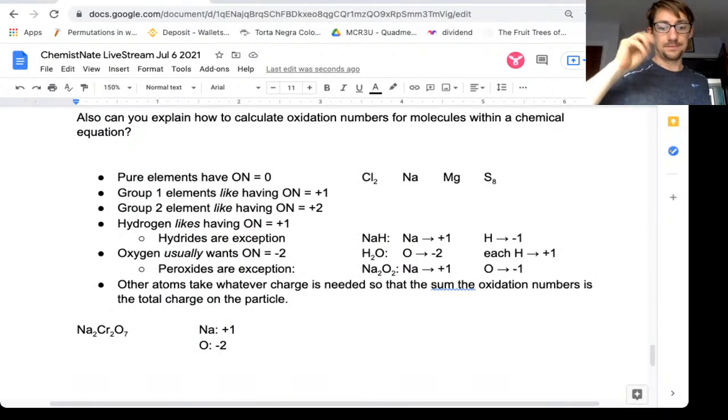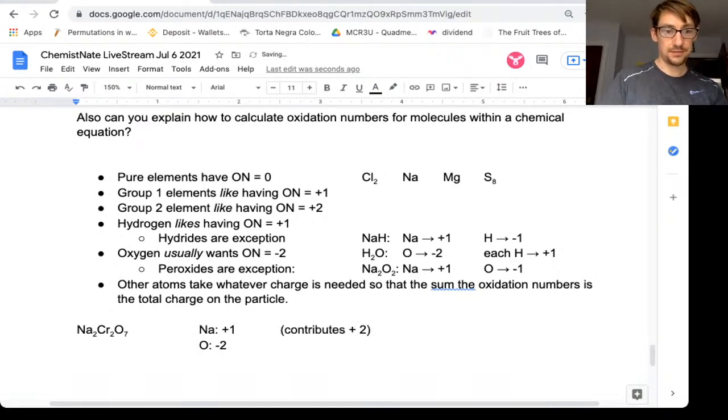Sodium is +1. Oxygen is -2. Now there are 2 sodiums here, so that contributes +2 total, that is +1 for each of the 2 sodiums. And there are 7 oxygens. That contributes -14 to the total charge, because I have 7 of them and they're each worth -2.